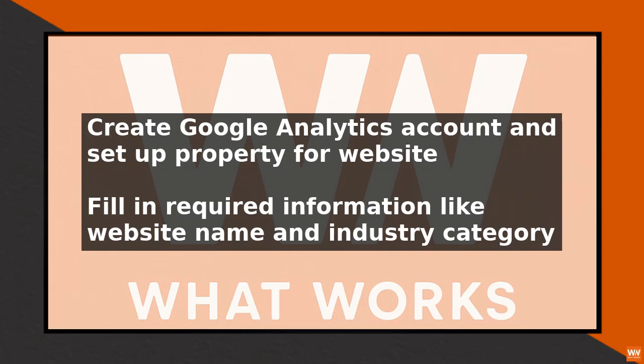First, you need to create a Google Analytics account and set up a property for your website. To do this, go to the Google Analytics website and sign in with your Google account. Click on the Admin button and select Create Property. Fill in the required information such as website name, URL, and industry category.